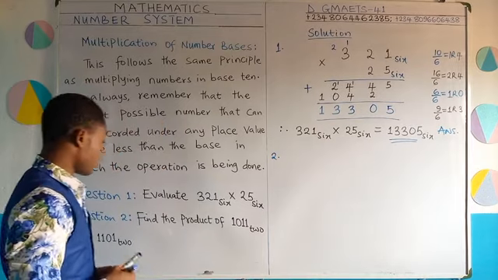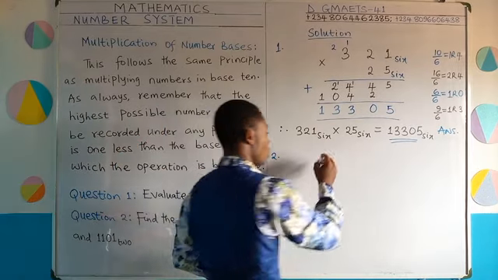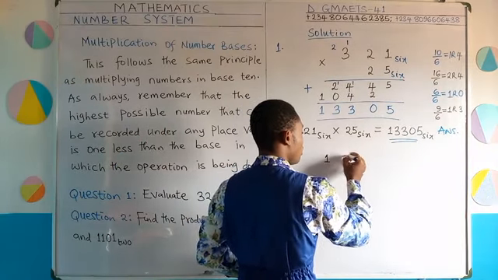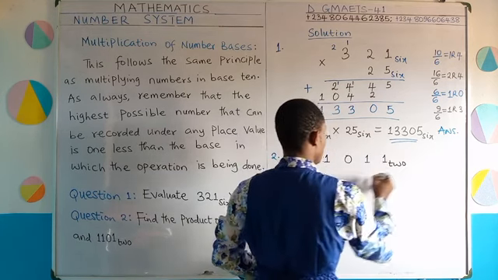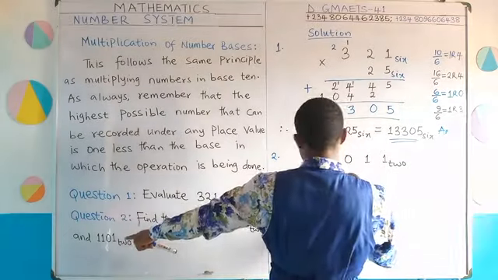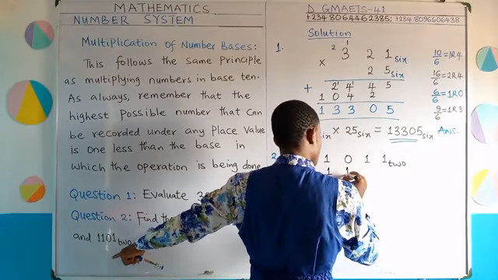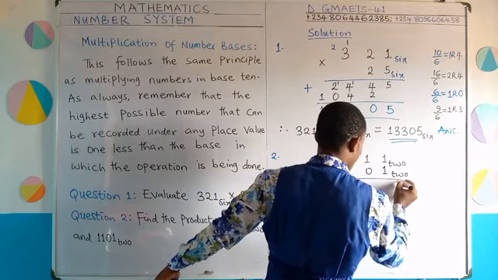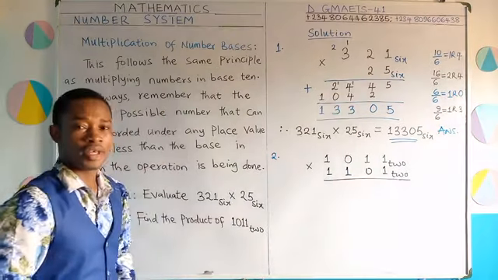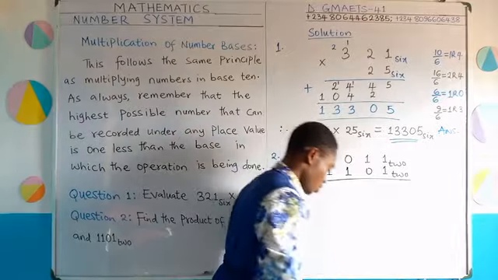I think I will be pretty fast in that second one. 1011. We are multiplying, it is base 2. So it's to be multiplied by 1101. Again in base 2. So let us see what this is going to give to us. Are you ready? Remember the calculation is in base 2.